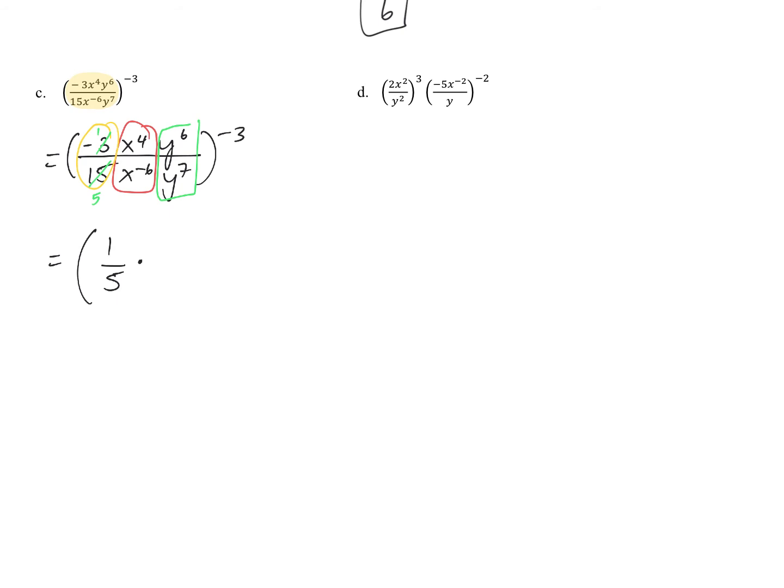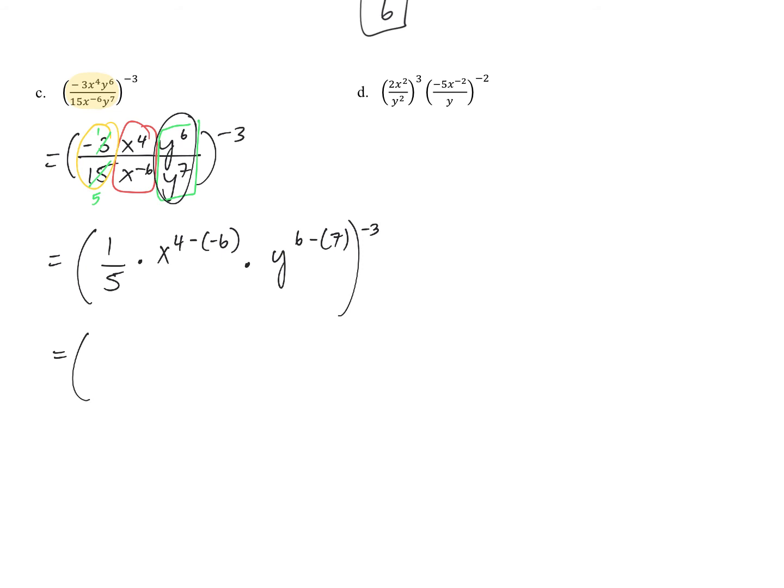times, and we have x to the 4th times x to the negative 6. So let's go ahead and use the subtraction rule. So that'll be x to the 4 minus negative 6 times, and then we'll go ahead and do these guys. So that'll be y to the 6 minus 7. All to the negative 3rd power still.